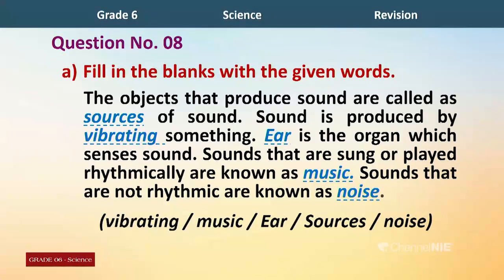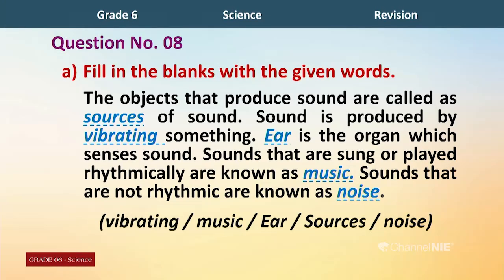There is a paragraph. You have to complete the paragraph with suitable words. Fill in the blanks with the given words. The objects that produce sound are called sources of sound. Sound is produced by vibrating something. We know that the sound is produced as a result of vibrations. When a certain object is vibrated, the sound is produced.